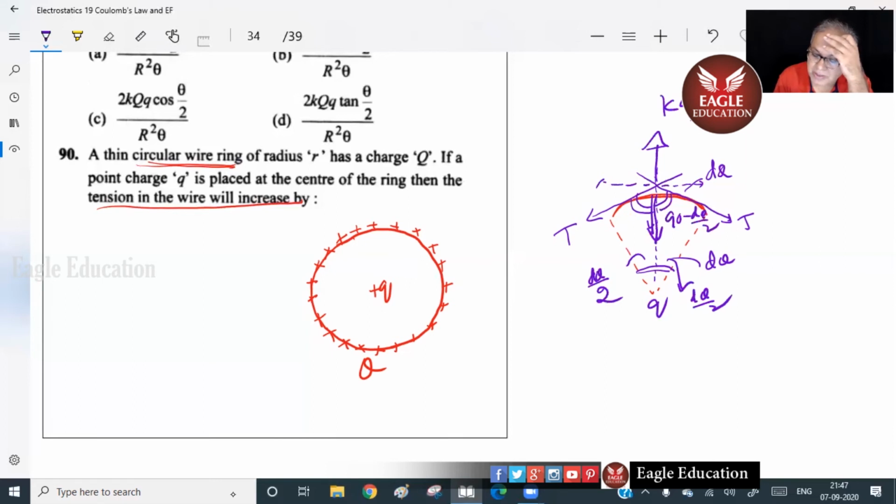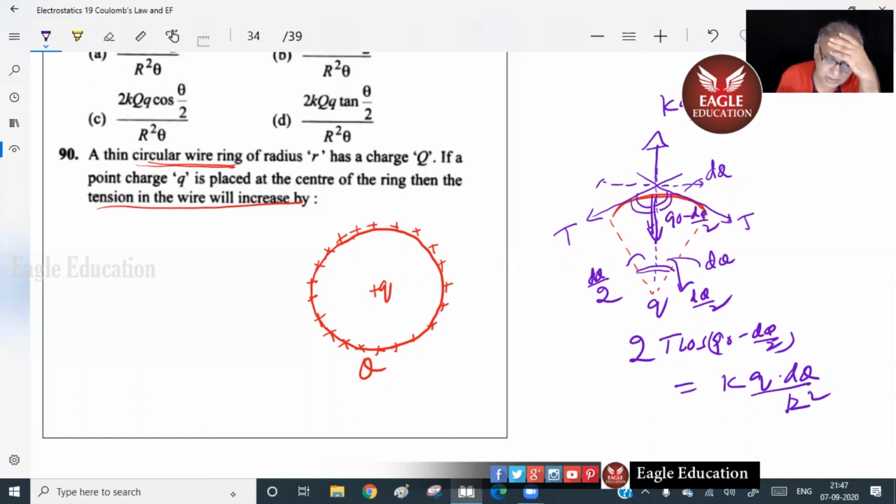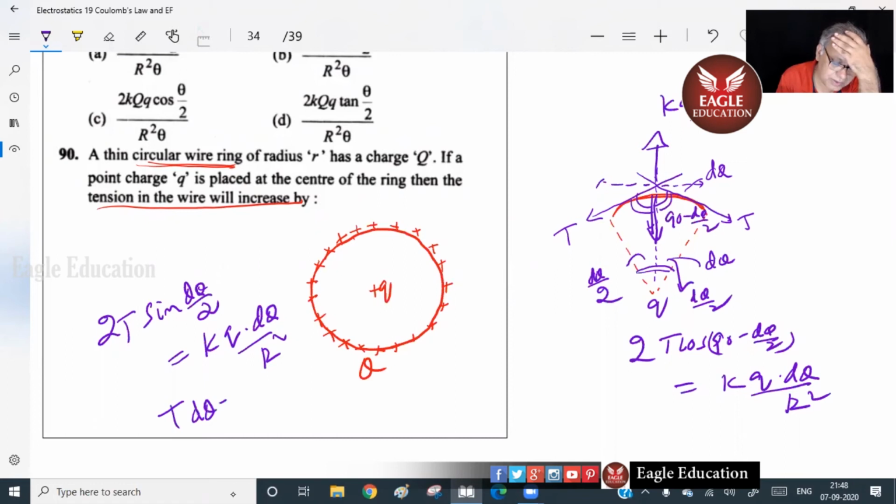So these two components are T cos (90 minus d theta by 2) plus T cos (90 minus d theta by 2), that is 2T cos. That should be equal to k q dq by r square. T cos (90 minus d theta by 2) is T sine d theta by 2. So 2T sine d theta by 2 is equal to k q dq by r square. But for a small angle, sine d theta by 2 is d theta by 2. So that will be d theta by 2 into 2. T d theta is equal to k q by r square dq.